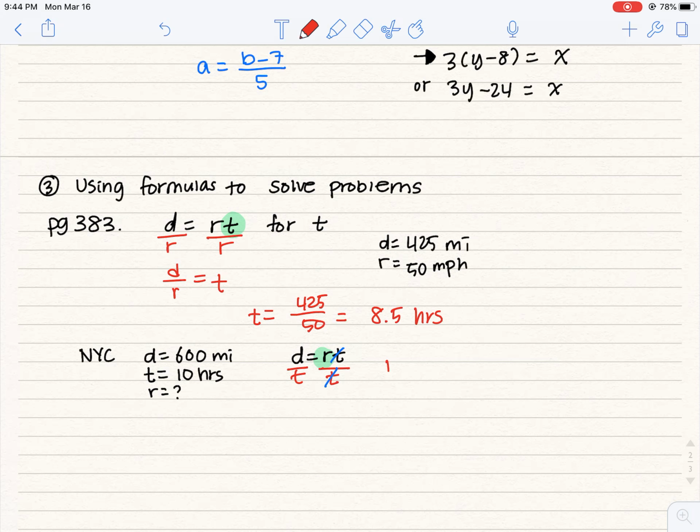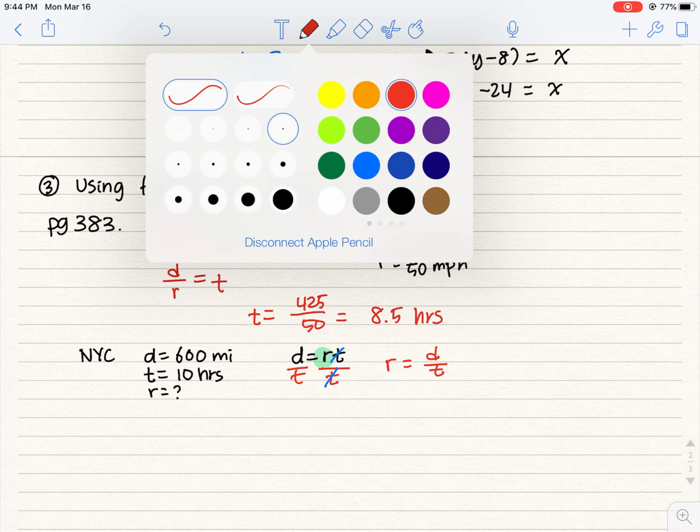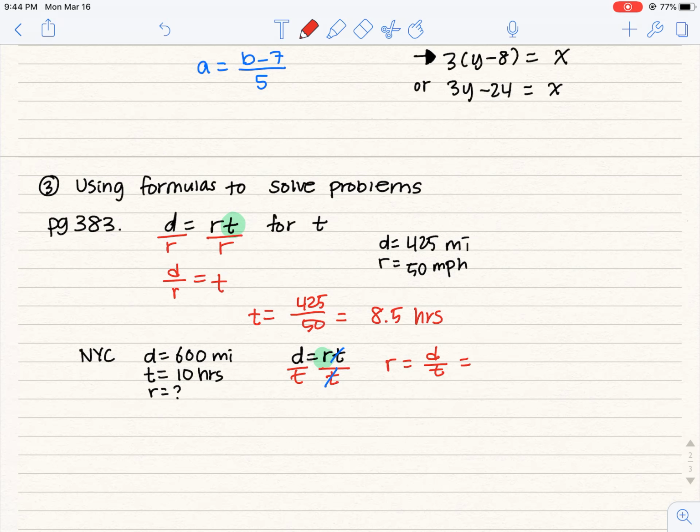And R is going to be D over T, distance divided by time. I'll just plug it in. So my distance is 600, divided by time is 10, so it's going to be 60. So my rate is going to be 60 miles per hour average. Super simple. It's really all you have to do.